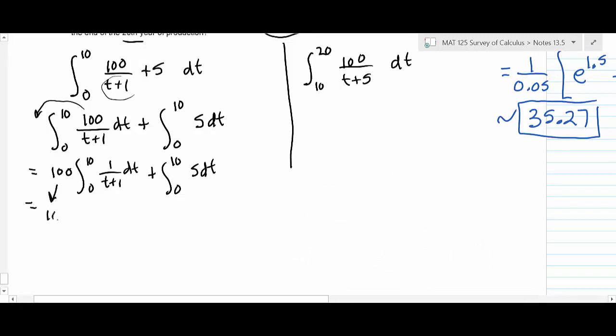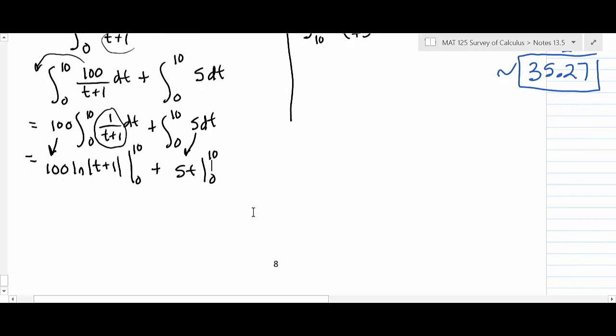This would be 100. What was the antiderivative of 1 over t plus 1? ln of t plus 1. Then that's going to get evaluated from 0 to 10. What's the antiderivative of 5? 5t. So we're going to have plus 5t evaluated from 0 to 10 like that. Now we just plug it in and do the calculations. We're going to do two different parts on this.